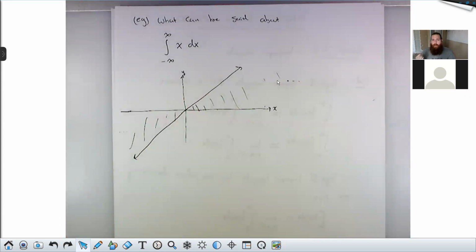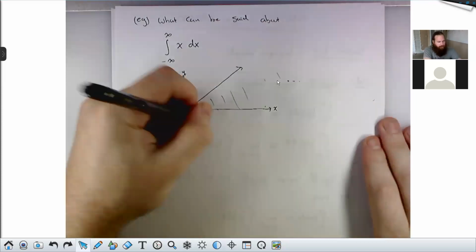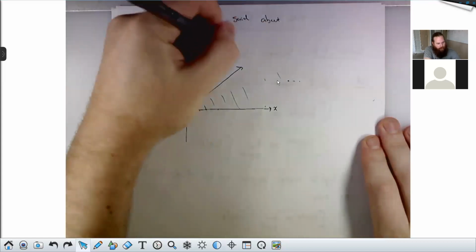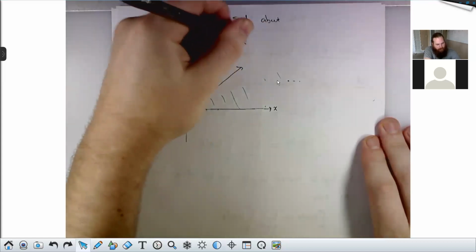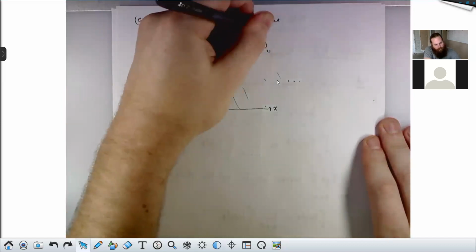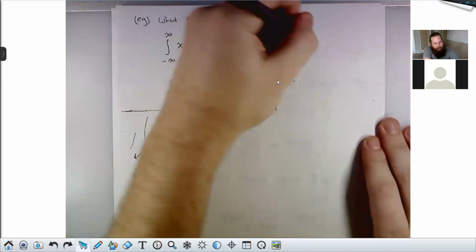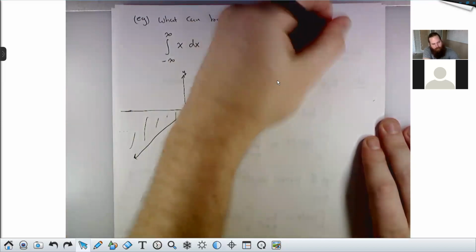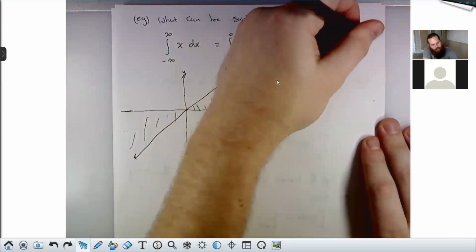On the one hand, I want to say this is 0 because I'm integrating an odd function over a region that is symmetric about the origin. On the other hand, that area is clearly infinite. There's no chance for this integral to converge. So we arrive at a dilemma. If we think about this as the integral from negative infinity to 0 of x dx plus the integral from 0 to infinity of x dx, both are obviously divergent.